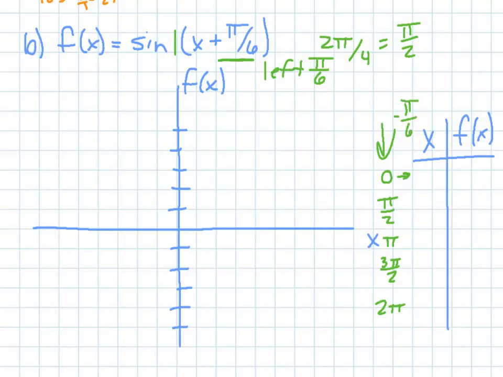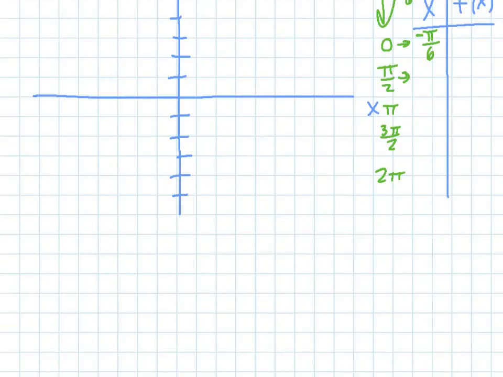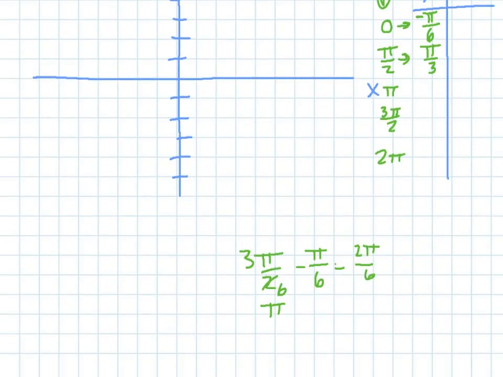let's write that operation. That gets me negative pi over 6. Okay? If I subtract pi over 6 from pi over 2, remember that makes that 3. So it gives you 2 pi over 6, or pi over 3. If I do the same thing for pi, remember that's 6 pi over 6.